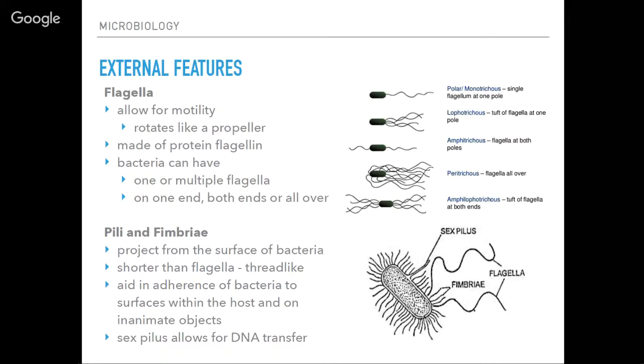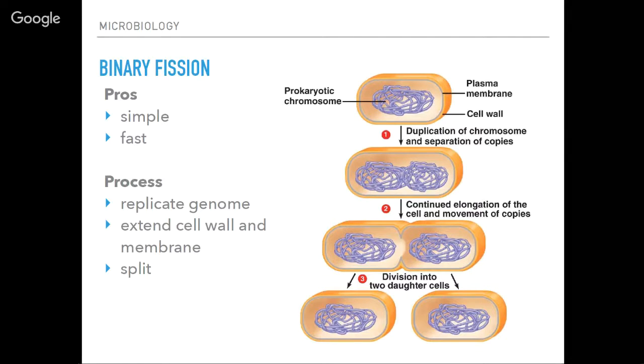Bacteria multiply by binary fission. They don't reproduce sexually. So binary fission is super simple. Basically it means your DNA makes 2 copies and your cell splits. That's it. That's why it's so fast, and that's why bacteria can multiply so quickly.